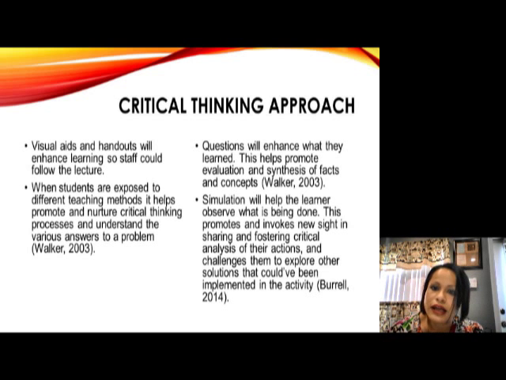Questioning also enhances what people have learned and helps promote evaluation and synthesis of facts and concepts. During simulation, the learners observe what is being done, which invokes new insights and sharing and fosters critical analysis of their actions, and challenges them to explore other solutions that could have been implemented in the activity. And also, this is a great way for teamwork and learning from each other.